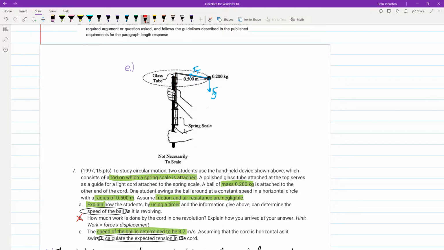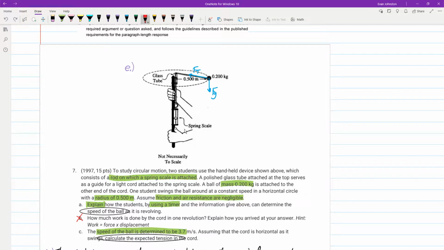And so looking at the question here, there's some students, they're studying circular motion, they have this device, and there's a polished glass tube that serves as a guide for the cord. And it says that there's a ball, its mass is 0.2 kilograms. They already converted it. If it was in grams, we have to put it in kilograms because that's our standard unit. And it's attached to the end.